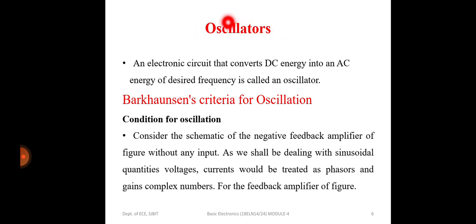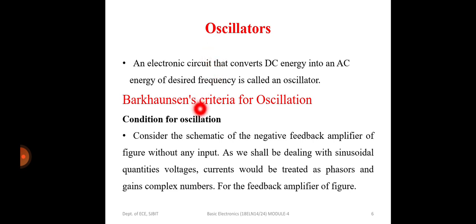First is based on the operating principle, based on the output waveform, based on the feedback circuit that we are going to employ, and based on the frequency of the generated signal. These are some of the factors upon which oscillators are classified. Now we know an oscillator is a circuit that produces a repetitive waveform at the output without the application of an external input signal, right?